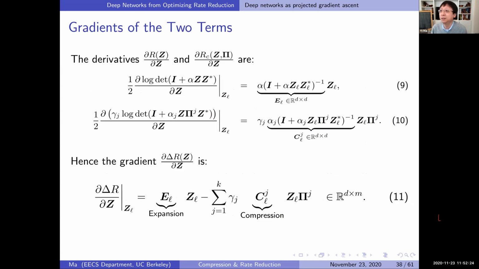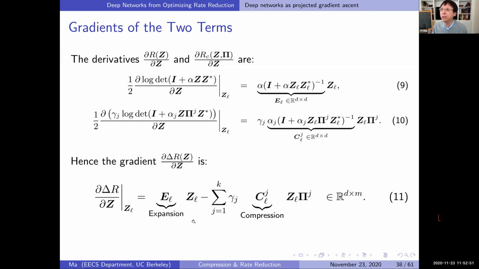Then let's just do calculus. How do we do the greedy descent? We compute the gradient of the first term and the second term, and things start popping up. The first term looks like this: it's a matrix hitting the data. The second term is a matrix associated with each cluster, hitting the data with the membership. So put them together. The gradient of the reduction looks like this: a linear operator acting on Z, and a linear operator.